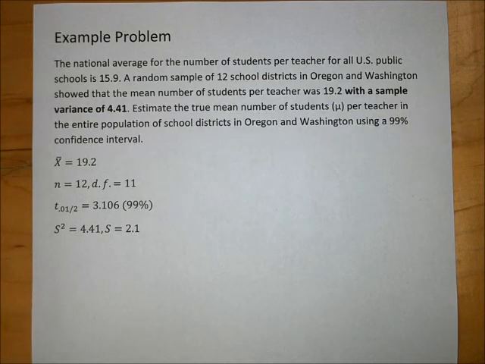Again, we were apparently unable to sample every single school district in Oregon and Washington, which would represent an entire population. Instead, we took a random sample of school districts in Oregon and Washington in an attempt to make the estimation of what the true mean really is.